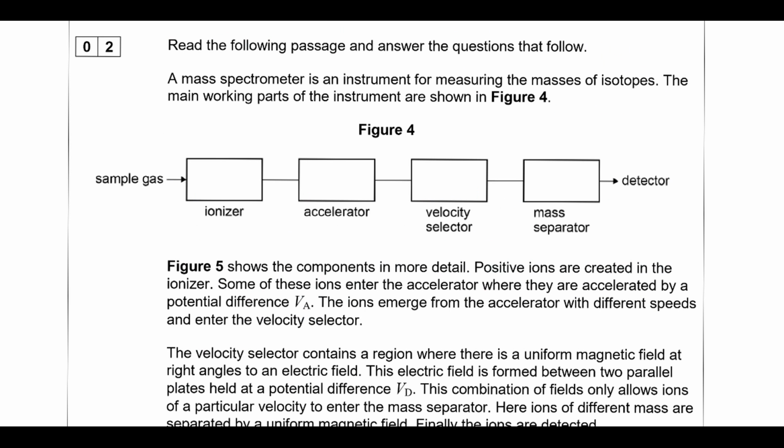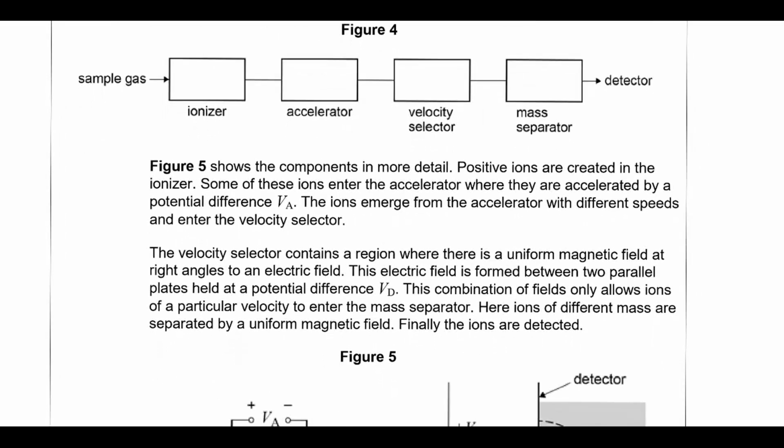Okay, so we're looking at a mass spectrometer. This is actually an application of both electric and magnetic fields, so it makes a nice question. We've got a passage, with a sample over here on the left, goes to an ionizer, which turns it into a positive ion, typically, gets accelerated in some sort of electric field, gets separated out by velocity, and then a magnetic field is used to separate out by mass.